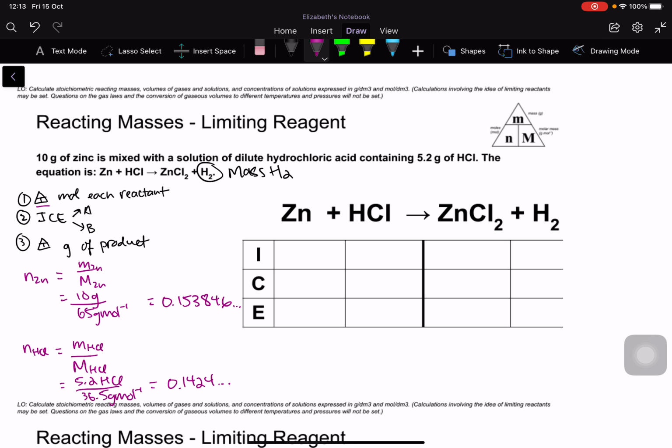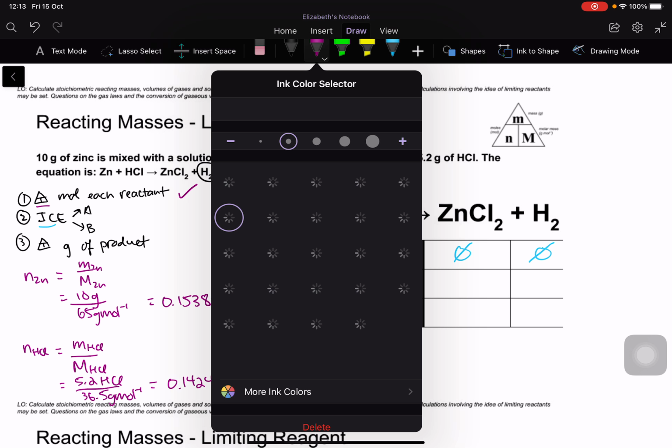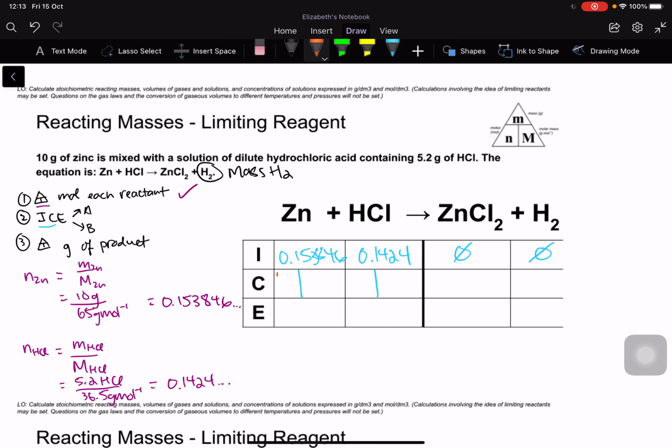So let's place these numbers into our ICE table. We finished finding the moles of each reactant. In our ICE table, we know that we start out with 0.153846 moles of Zn and 0.1424 moles of HCl and none of the other ones. Let's divide our ICE table into two different situations. Situation A and situation B.